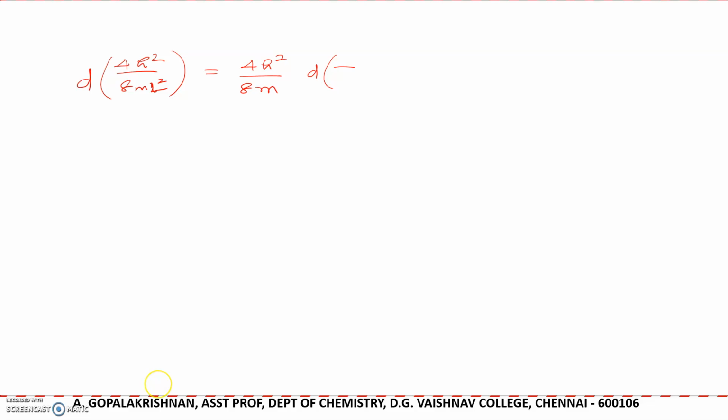Now we have to differentiate this, that is differentiation of 4 times h square by 8 ml square. Here 4 is constant, h square is constant, 8 m everything is constant except the length. So we'll get 1 by L square. So we have to differentiate this.